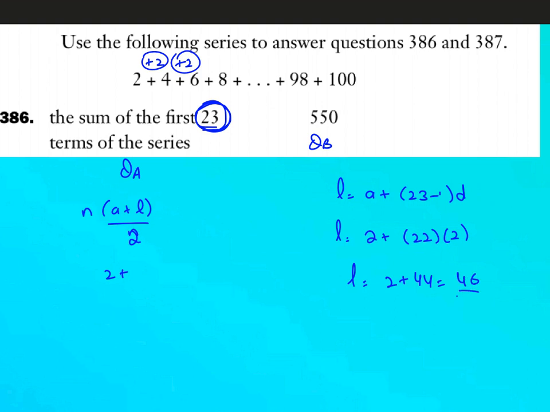Now you could have found this without this computation as well, because it's pretty obvious. This is 2 times 1, this is 2 times 2, so this is 2 times 3, and so on. So this 23rd term is going to be 2 times 23, which is 46. So either way, the last term is 46. We take the average of these two and times 23. And I take the average, that's 23 times 48 upon 2, which is 24.